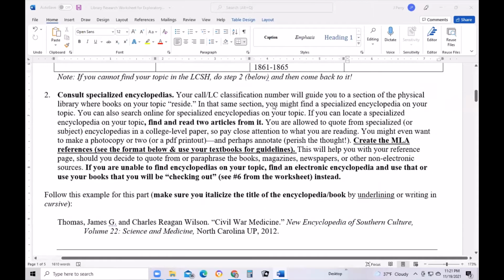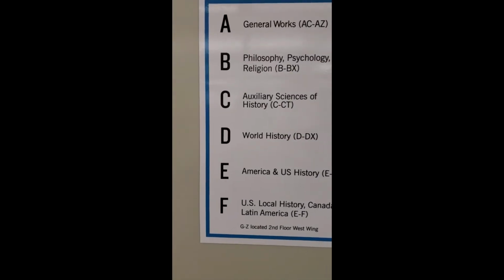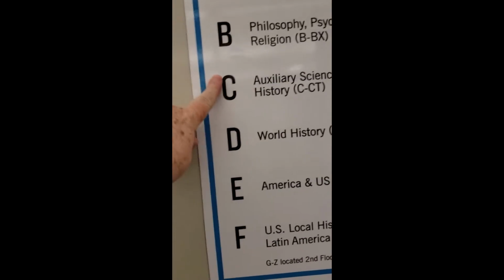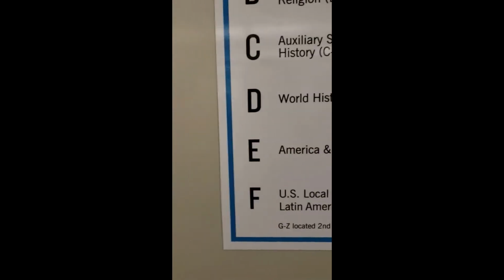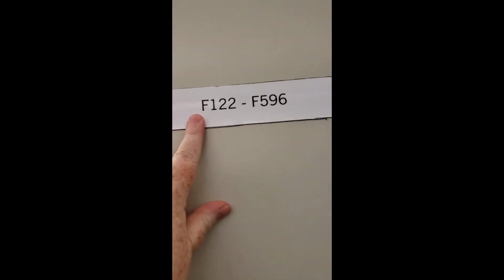Okay, now that we've finished number 1, we're going to go on to step 2. Walk over to where E456 and 655 are and see if we can find some encyclopedias. In every other shelf, you'll see this list, then it shows all of the topics. Mine is E, which is America and US history. So this is where I need to go. Think of these as like address signs or street signs to help you find what you're looking for, okay?